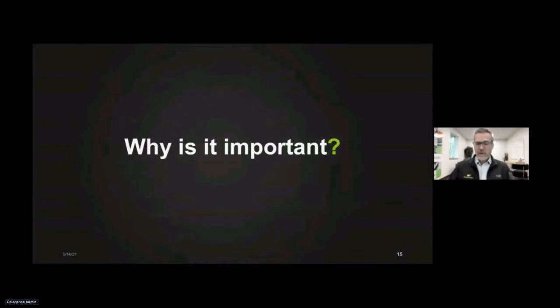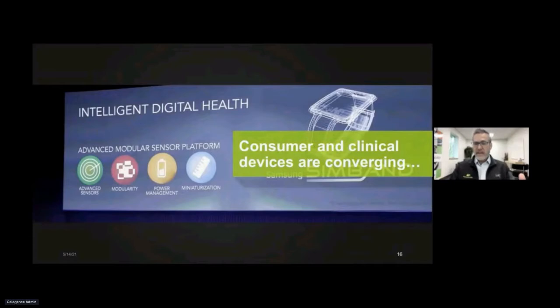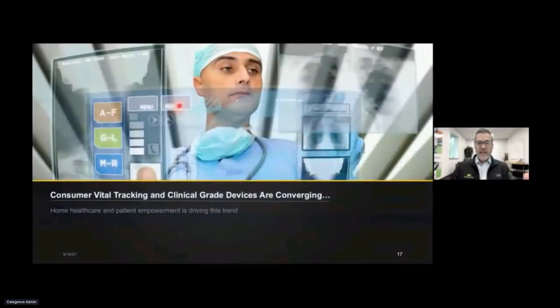So why is all this important? Well, there's a number of reasons. First off, as we all know, consumer devices and clinical devices are converging and becoming the same thing at a very rapid rate. And this is very important because as these consumer vital trackers and clinical grade devices converge, we understand that this is happening because there's a huge push towards home healthcare and a huge push towards empowering patients to take part in managing and controlling their own health through interfaces such as digital interfaces and device interfaces.